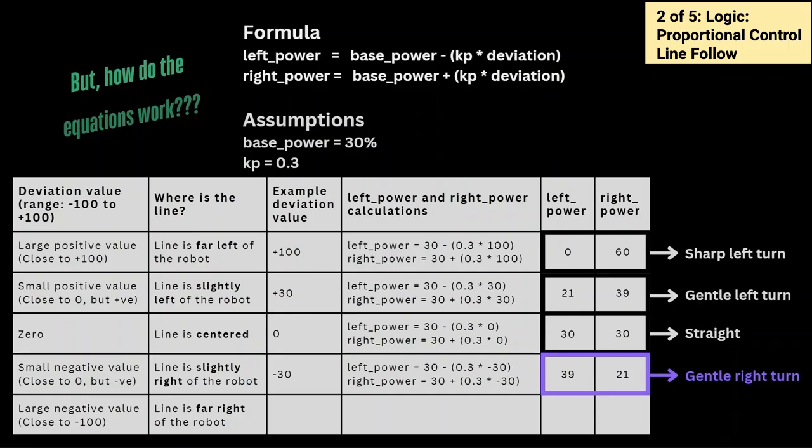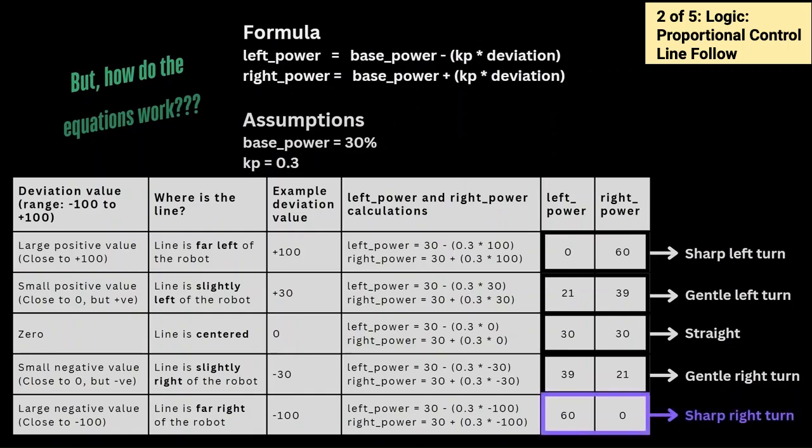Finally, let's take the case of a large negative value of -100. The left and right power calculations are shown, and they result in the left power being 60 and the right power being 0. This indicates a sharp right turn, which makes sense because the line is far right of the robot and we need to correct stronger in order to get back on track.